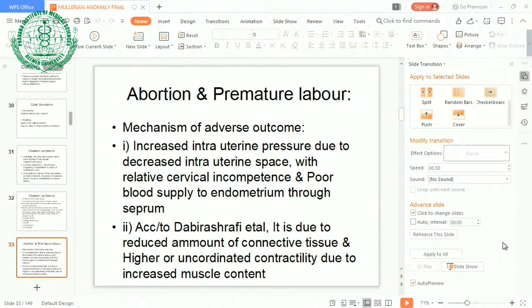The mechanism of abortion or premature labor may be because of the increased intrauterine pressure due to the decreased intrauterine space with relative cervical incompetence and a poor blood supply to the endometrium through septum. It is postulated that it may be due to reduced amount of connective tissue and higher or uncoordinated contractility due to the increased muscle content.